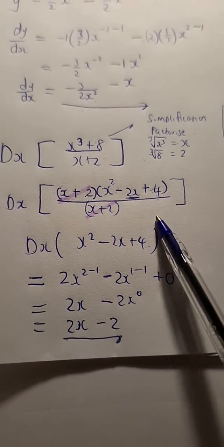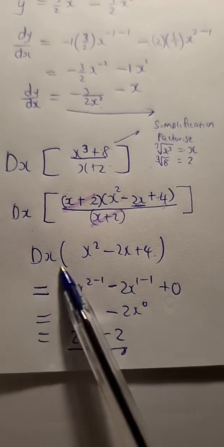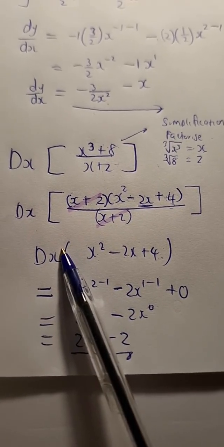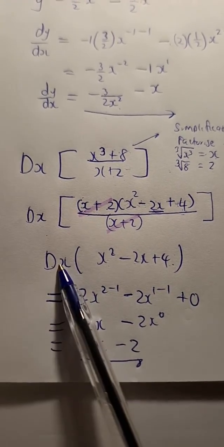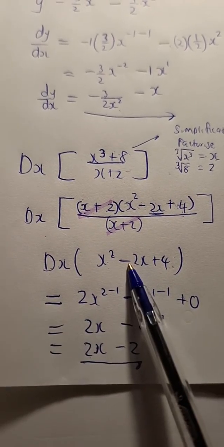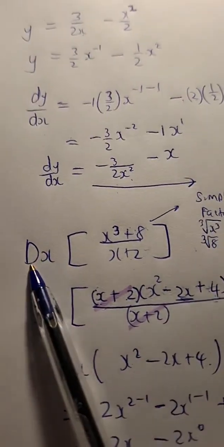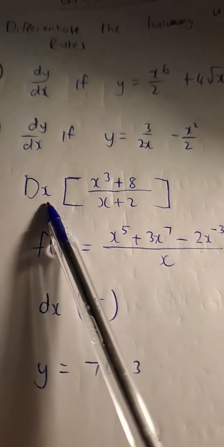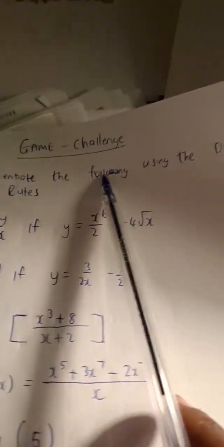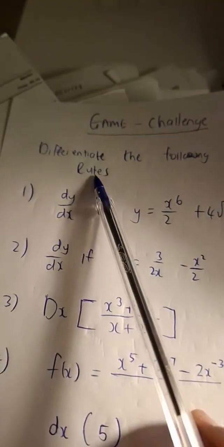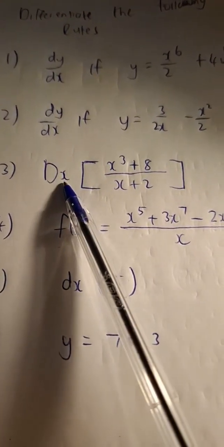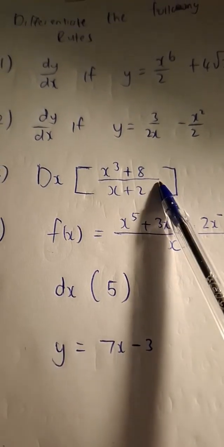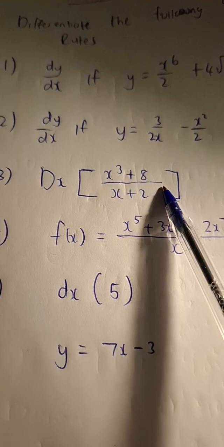Because we are busy here with the dx part. Dx means the derivative with respect to x. We want to derive with respect to x. So the question itself, She Loves, Debo was saying: differentiate the following using the differentiation rules, dx of the bracket x cubed plus 8 over x plus 2. Right? Yeah.